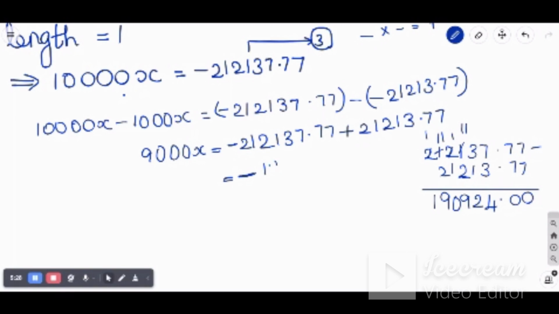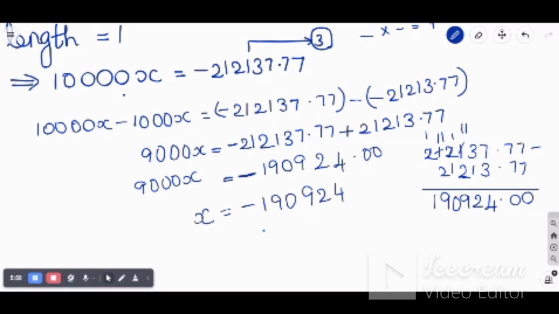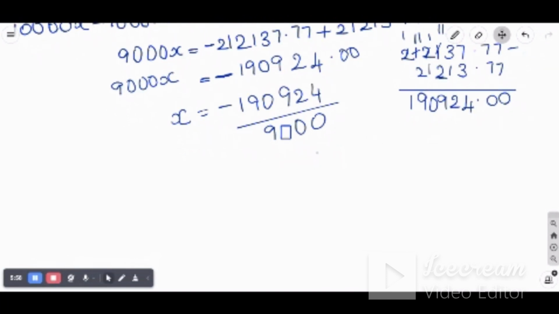Now we have got minus 190,924. So 9000x is equal to this. So your x will be equal to minus 190,924 divided by 9000. Again there are smaller divisions or cancellations, so do it a little more carefully.